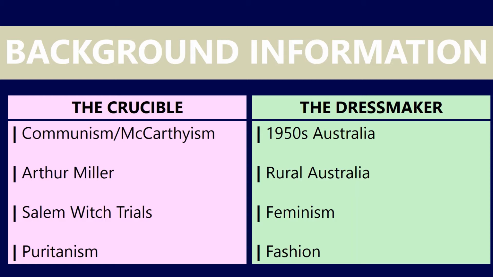Something to note though with The Crucible is we're looking at 2 contexts. We're looking at 1950s America as well as 1690s Salem in America. And again, while that can be quite complex, it can also ensure your writing is quite complex and sophisticated. So that's really important that we know both those contexts.